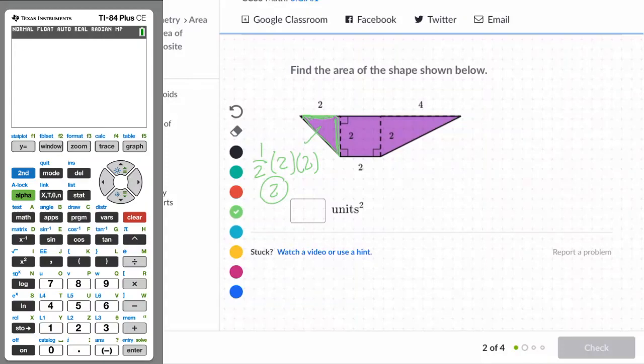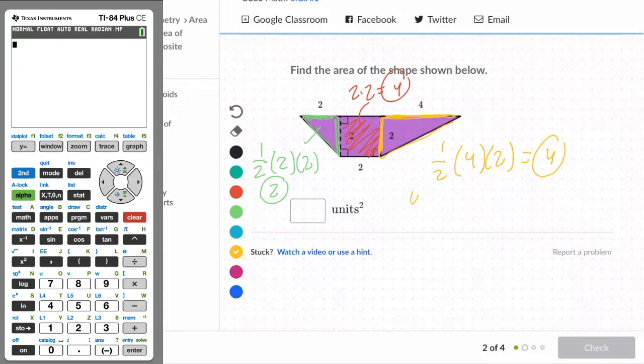We know that the square in the middle, this bit right here, is just length times width, so 2 times 2, which is 4. And then on the right, we have a triangle that's a little bit longer, so 1/2. The base of the triangle is going to be 4, and the height of the triangle is going to be 2. So we'll do 1/2 times 4, which is 2, 2 times 2, which is 4. Then we'll do 4 plus 4 plus 2, and that gives us 8 plus 2, which is 10. So this is going to be 10 square units.